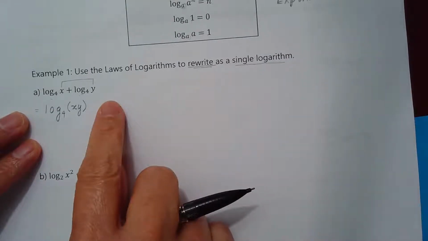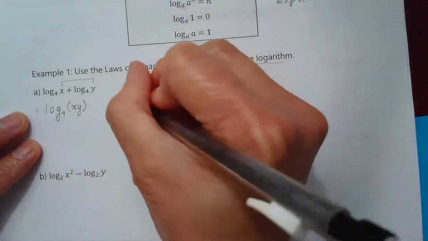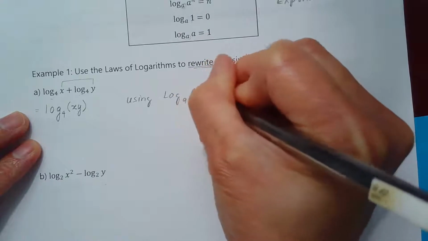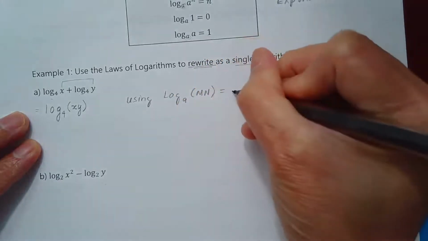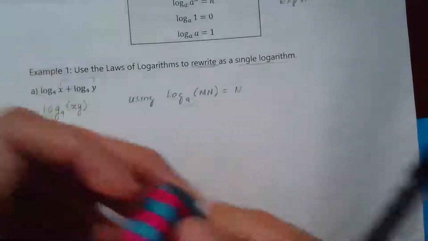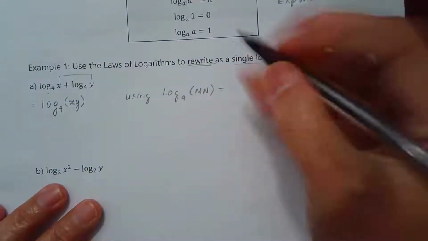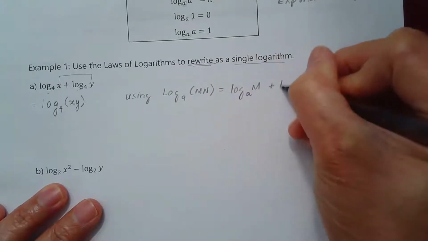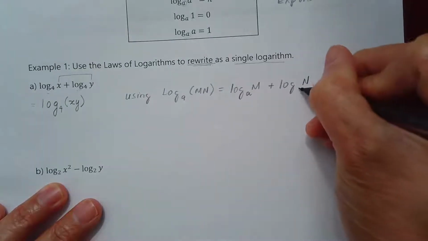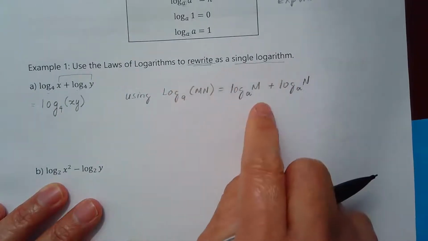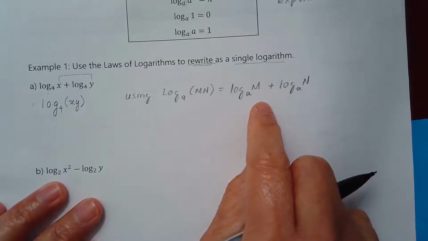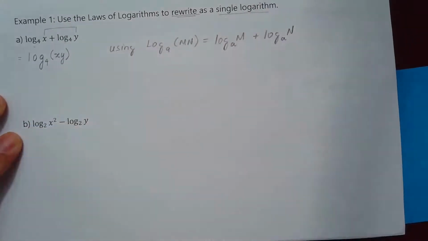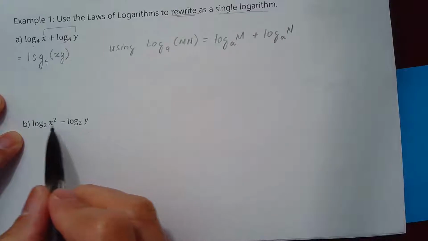So this is using log base a of m times n is equal to log of m base a plus log of n base a. So we're using this logarithm rule. And that's our answer.